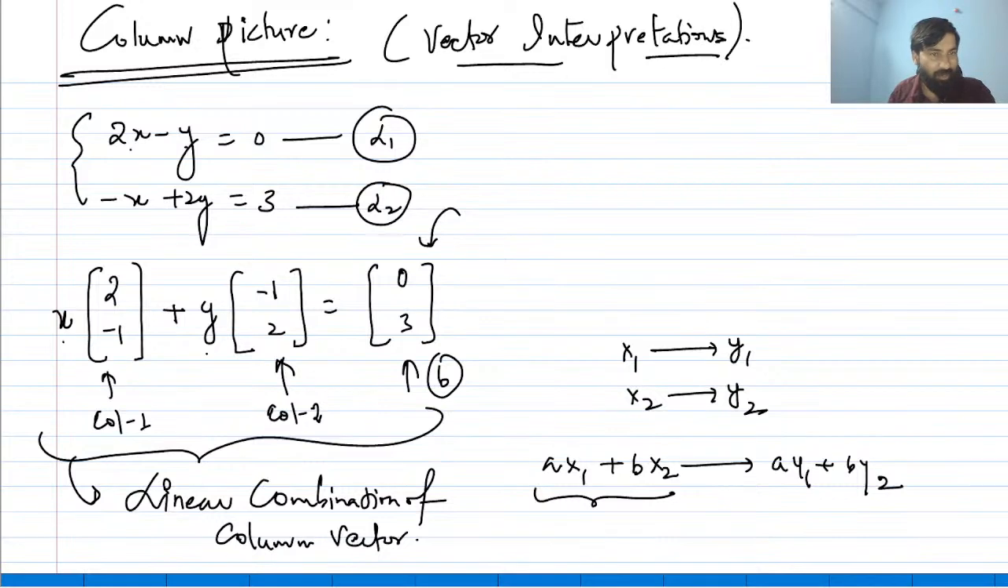So if you know the x and y value, you can simply find it from here. If x is 1 and y is 2, then 2 minus 2 will be 0 here, and minus 1 plus 4, that is 3. So from here you can find x equal to 1 and y equal to 2 directly, if you are able to write in this format. We always read this as a linear combination of column vectors.